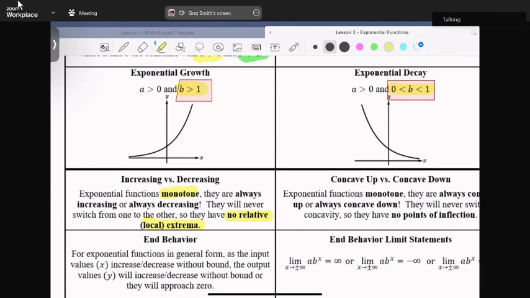Does an exponential function always have an asymptote? Yes, it always has a horizontal asymptote. And typically, if it's in general form, that's always y equals 0.